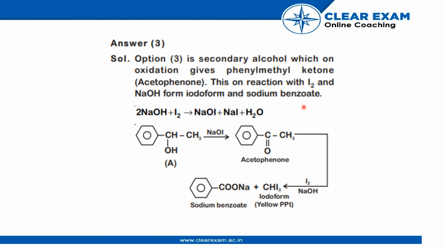So the reaction here: 2NaOH plus I2 gives NaOI plus NaI plus H2O, and C8H10O on reaction with NaOI gives acetophenone, and it on further reaction with I2 and NaOH gives iodoform, which is the yellow precipitate, and also gives sodium benzoate.